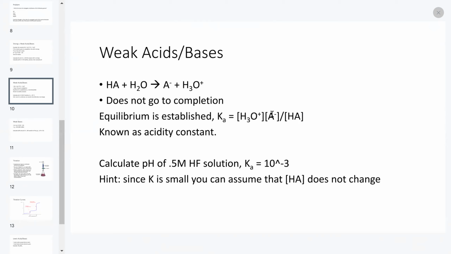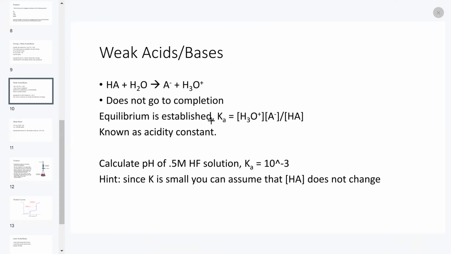So we can assume that H3O plus is equal to the concentration of A minus. And then after that, we have a very simple quadratic equation. Furthermore, we can assume that the concentration of HA does not change. We're usually given the concentration of the acid, and since the equilibrium constant is usually very small, 10 to the minus 3, 10 to the minus 4, 10 to the minus 5, we assume that HA does not change. So we simply plug in 0.5 molar into HA.